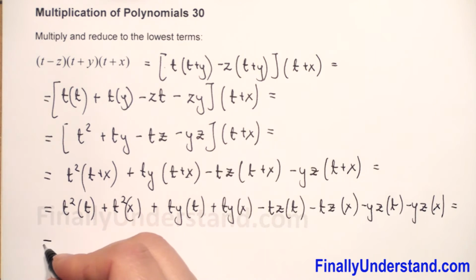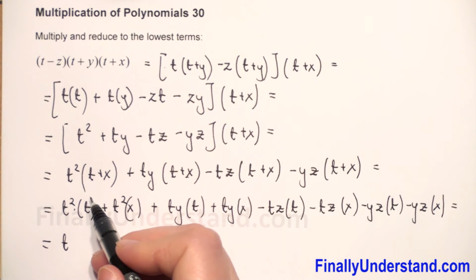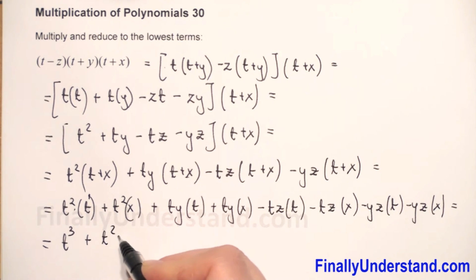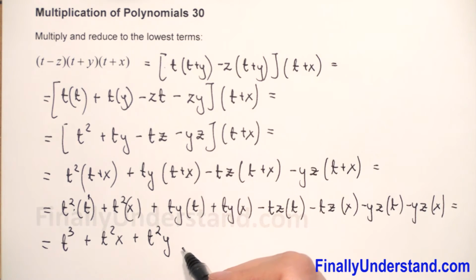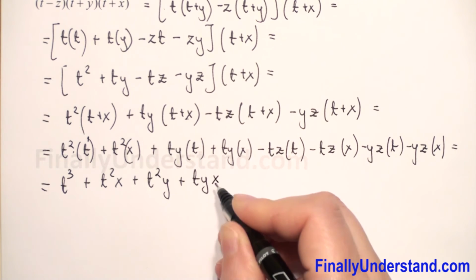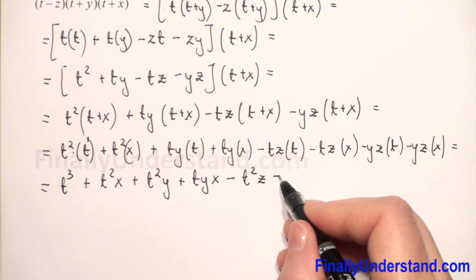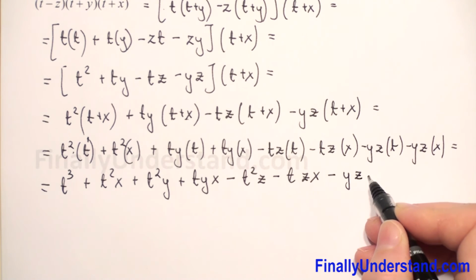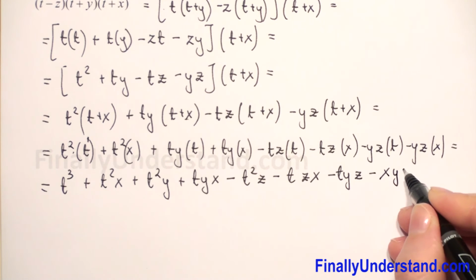So now we will do multiplication. t times t, the same base, multiplication, so we copy the base and we add exponents. When we don't have exponent, it is an invisible 1. So 2 plus 1 is 3. Plus, next we have t squared x plus t times t gives t squared, and y we have to copy. Next we have plus tyx minus t times t gives t squared, and z we have to rewrite, and we have minus tzx minus yzt, I will write first, and we have minus, I can put first x, y and z.